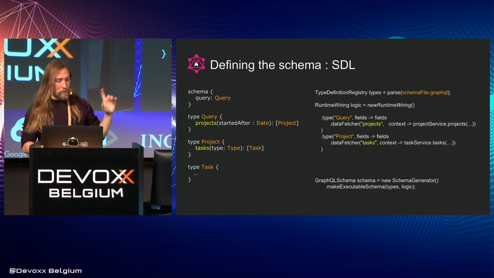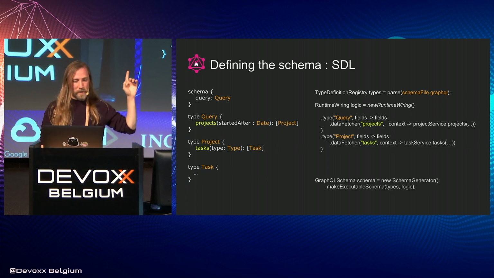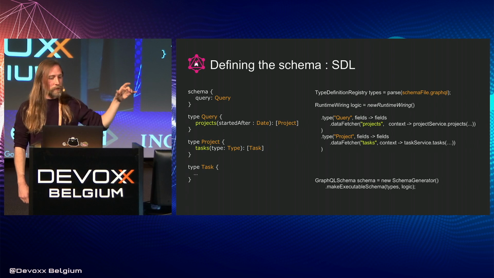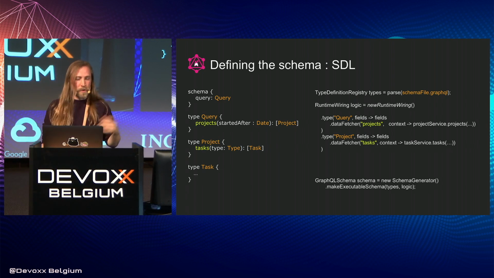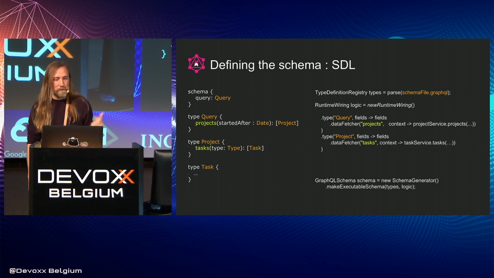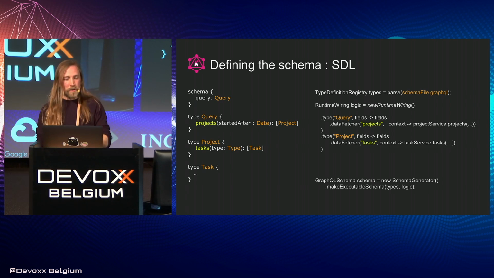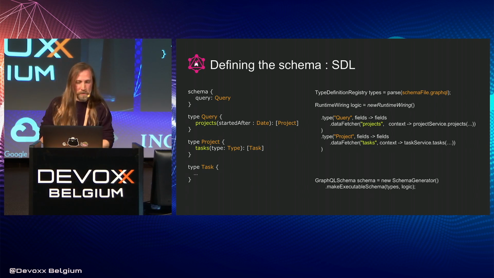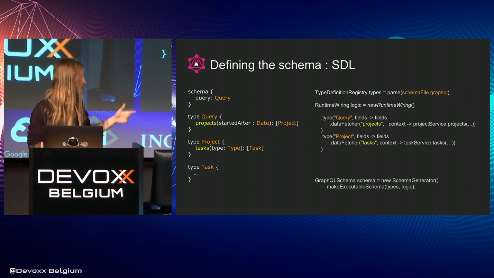So you attach, look at the yellow stuff, basically how it connects. So you attach logic for each of the fields that needs custom logic. So if it's trivial and you just call a getter, you don't need to write it. But in all other cases, you do it like this. So you attach logic, for example, to the way to fetch project fields is by calling some project service or something that you have in your application. To fetch tasks, you call something else, and so on.